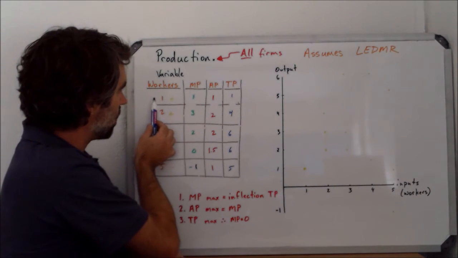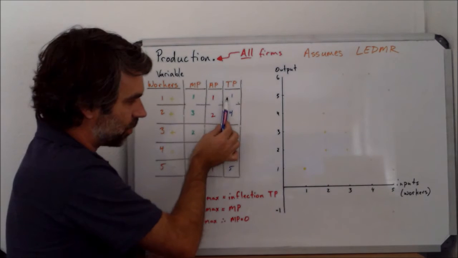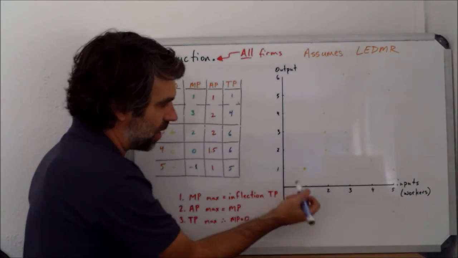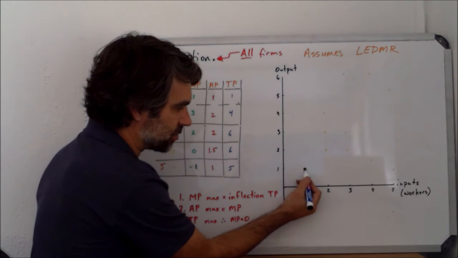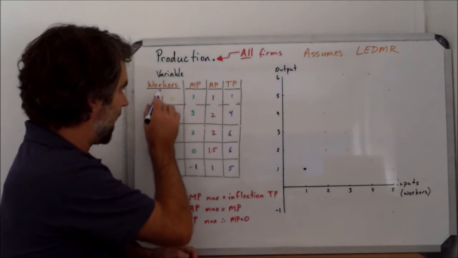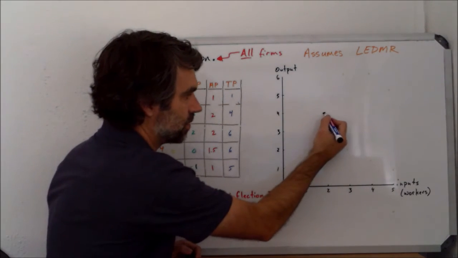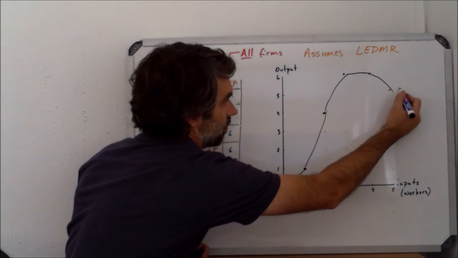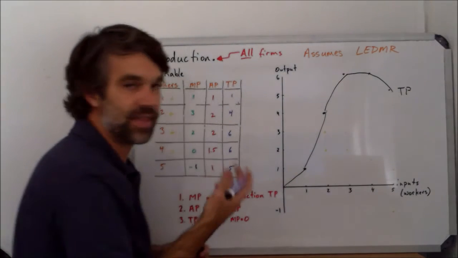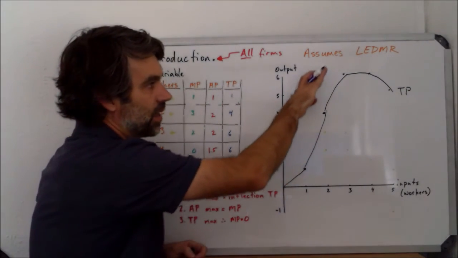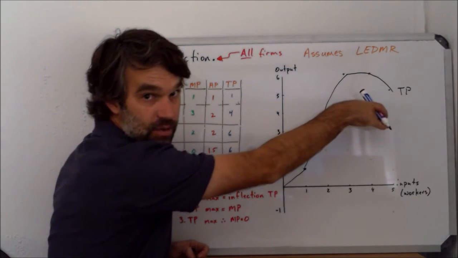So we're going to go, okay, when I have 1 worker, what's my total product? 1 worker, 1 is my total product, my total output, and that goes right there. When I hire the second worker, my total product goes up to 4. And that's what a total product curve looks like. We see that it gets steeper, and then shallower, and then negative.